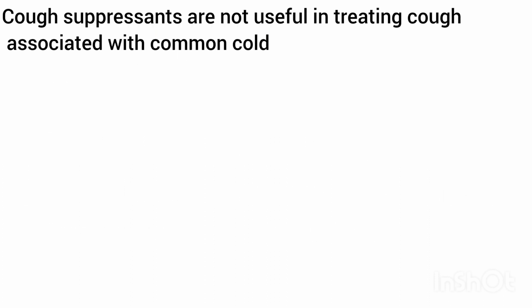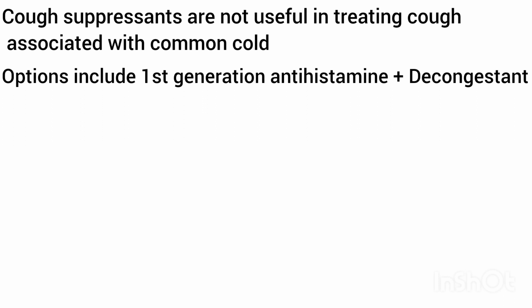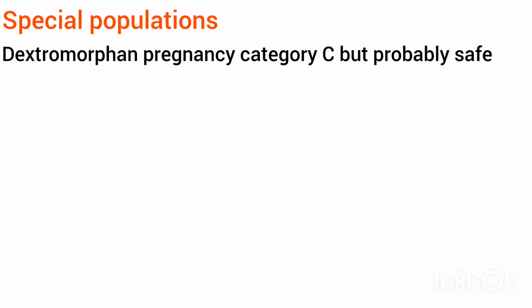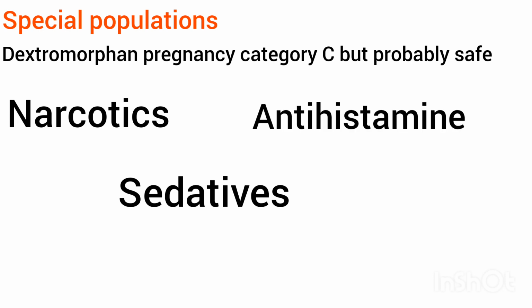Data show that central cough suppressants are ineffective in cough associated with the common cold, and guidelines recommend a combination of a first-generation antihistamine plus a decongestant to treat the virus-induced postnasal drip that is most likely to cause the cough. The guidelines do not recommend guaifenesin for any indication. Now for special populations: listed as pregnancy category C, the drug dextromethorphan is viewed by some clinicians as probably safe for use during pregnancy. Codeine, dextromethorphan, and diphenhydramine interact with all drugs that cause drowsiness, such as narcotics, sedatives, some antihistamines, and alcohol.